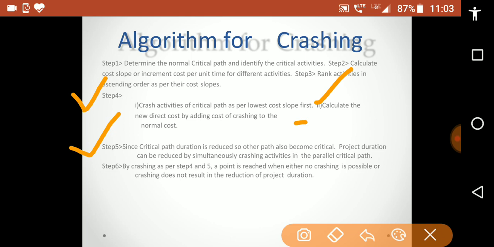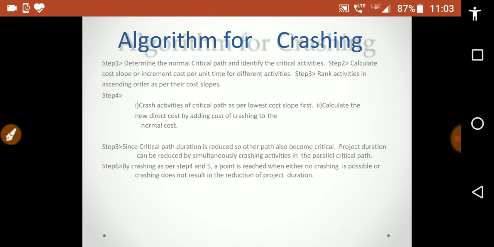Step 5, since the critical path duration is reduced, other paths also become critical, and project duration can be reduced by simultaneously crashing activities in the parallel critical paths. Step 6, by crashing as per steps 4 and 5, a point is reached when either no crashing is possible or crashing does not result in the reduction of project duration. So these are the steps of the algorithm for crashing.